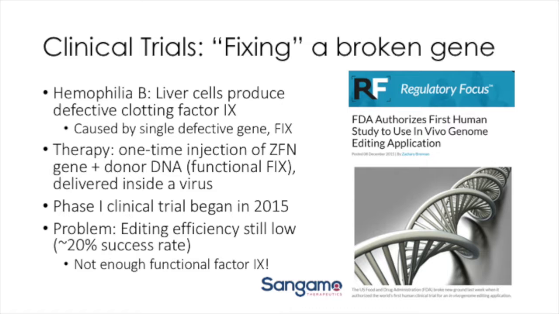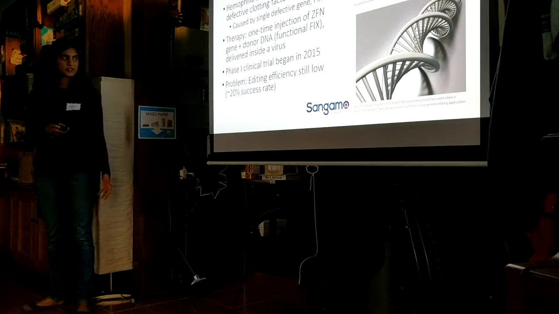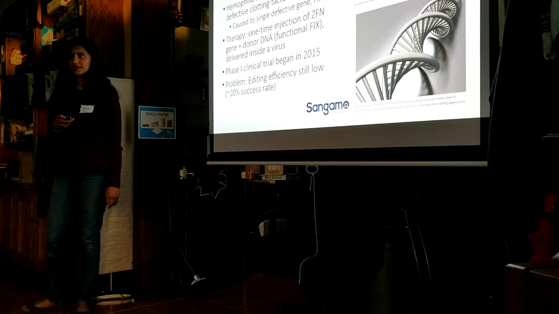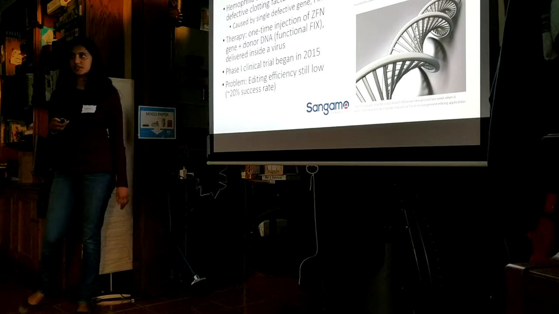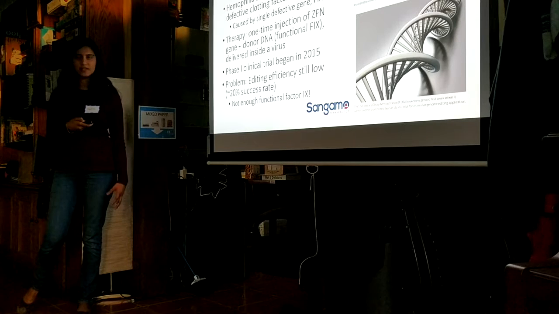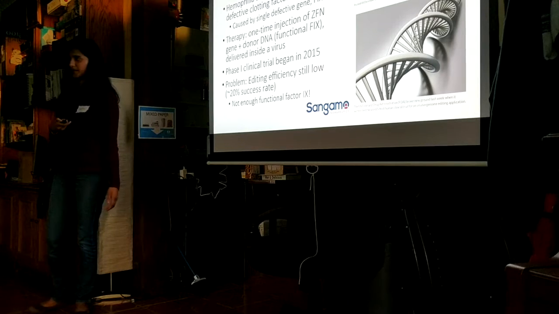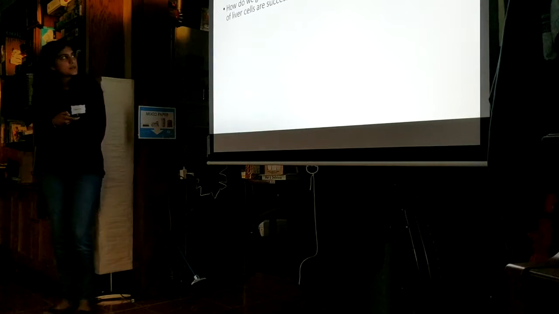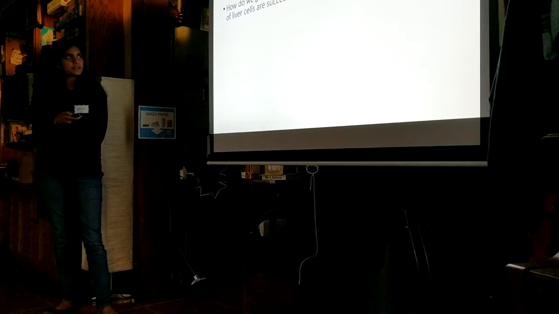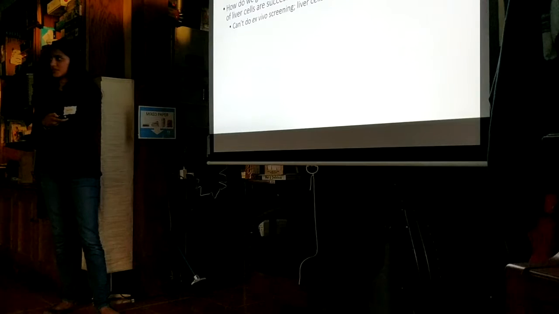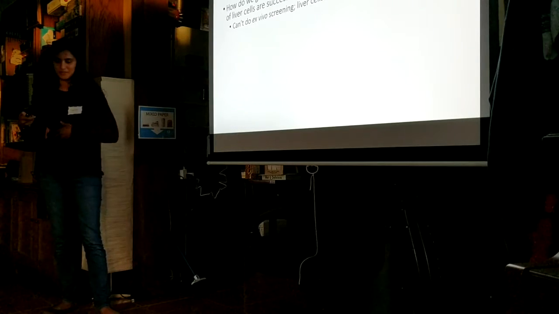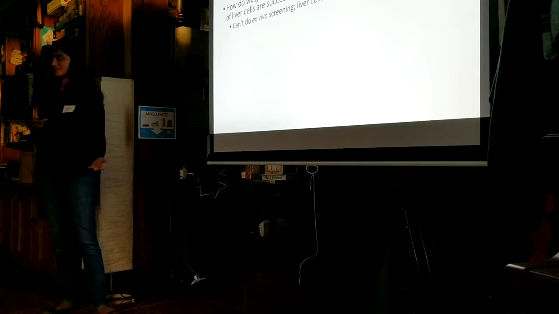And there's a major problem to overcome here, which is that the editing efficiency is really low, like a 20% success rate. If only 20% of your liver cells are modified, that's not going to give you enough functional factor 9 for healthy clotting. So how do we deal with this? How do we get enough working factor 9 from only a fraction of liver cells? We can't do ex vivo screening for liver cells. You can't take out liver cells and put them back in. They won't tolerate that process. It will damage your liver.